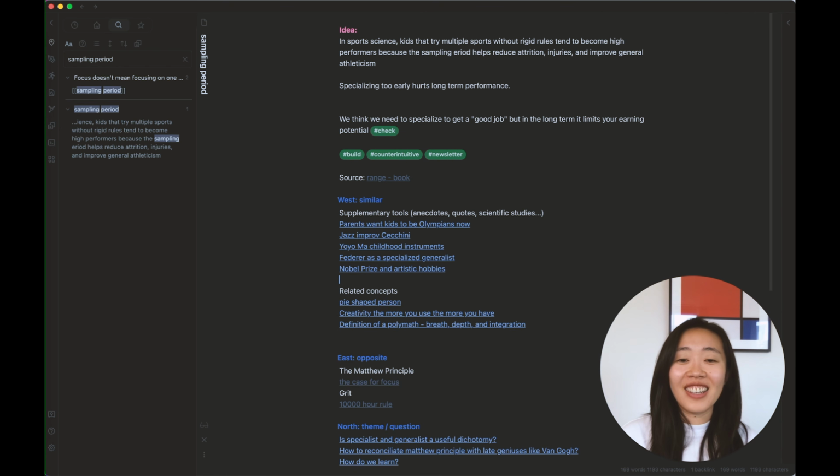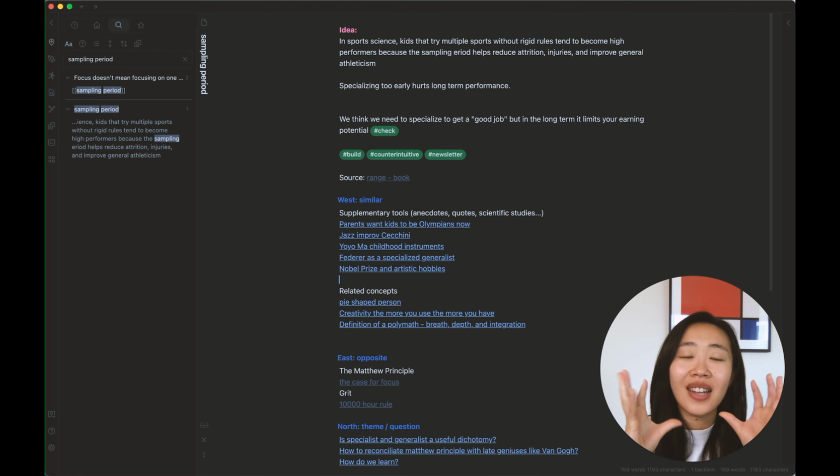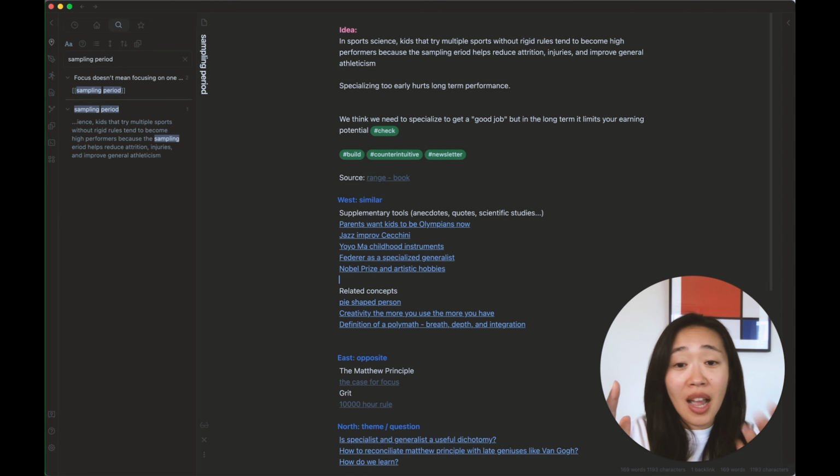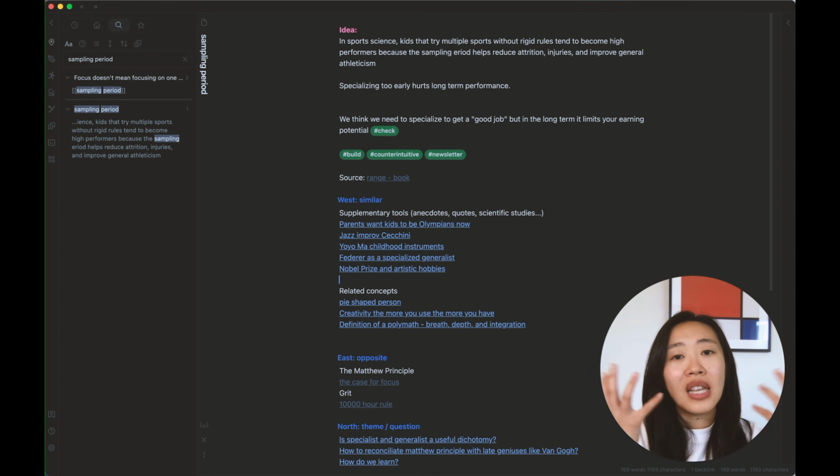That's what I mean. So in this way, we can already stretch our thinking from the similarity point of view, right? So we've taken an idea in sports. We've now applied it to music. We've applied it to science. We've applied it to education, like parenting. We've also stretched it to similar ideas of the pie-shaped person, the T-shaped person, right? Creativity, polymath, what this means for innovation.